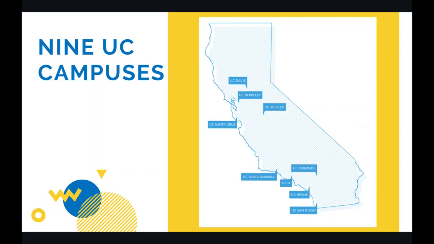Here on the map, you can see that we have 9 UC campuses in California. Close to OCC, we have UC San Diego, UC Irvine, UCLA, UC Santa Barbara, and UC Riverside. Up north, we have the remaining 4 UC campuses. We have UC Santa Cruz, UC Merced, UC Berkeley, and UC Davis. These are the 9 undergraduate UC campuses that you can apply to.